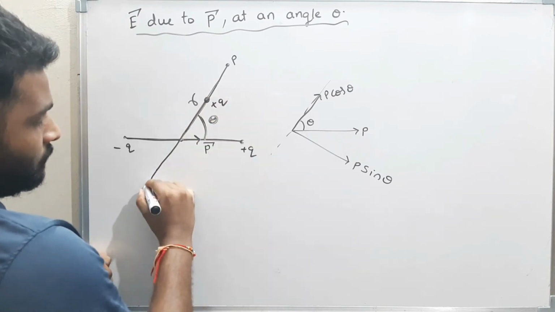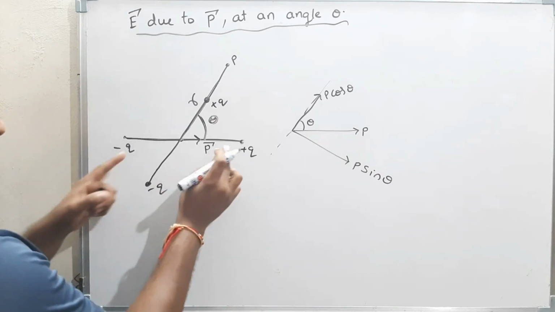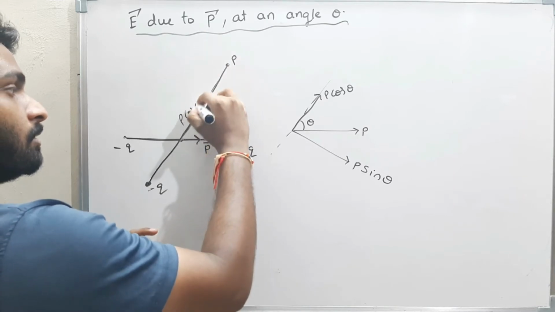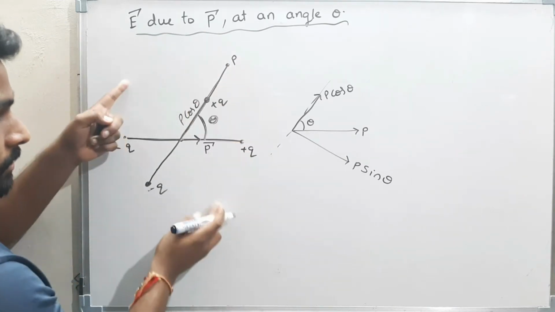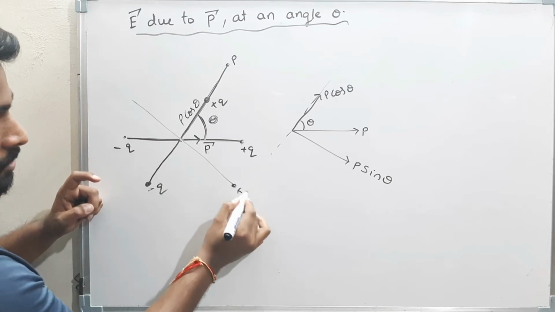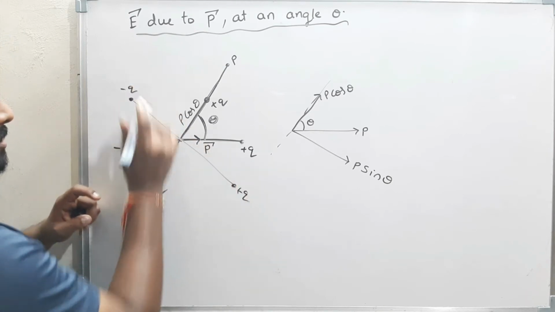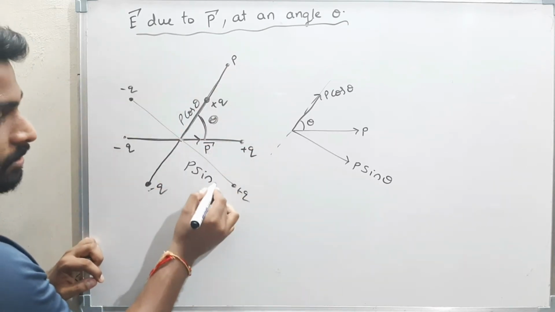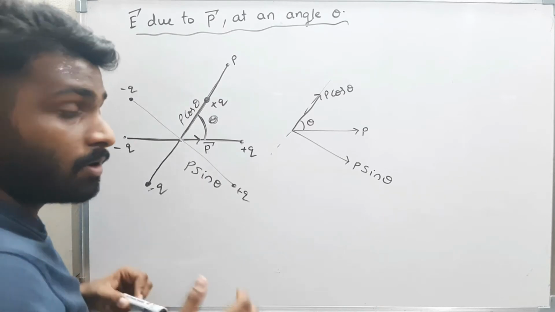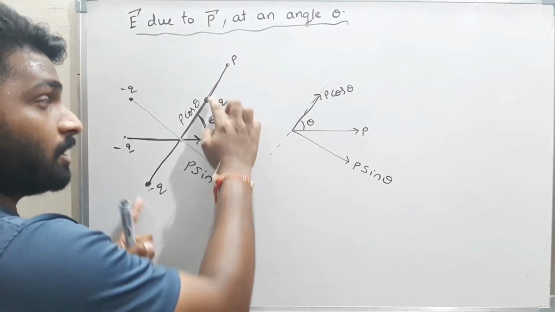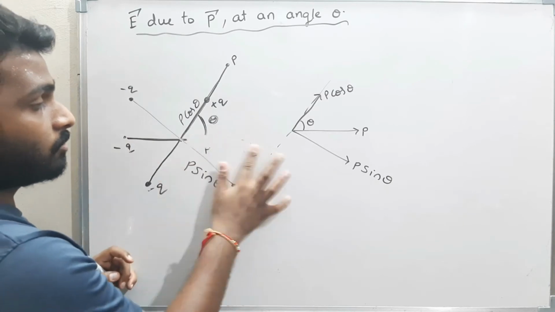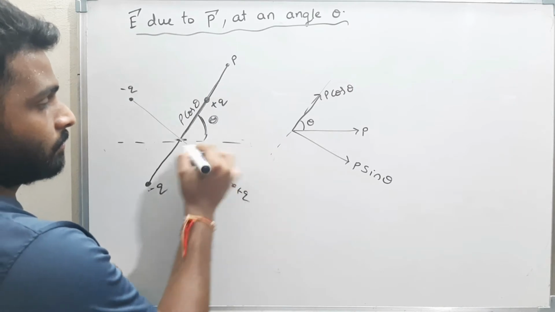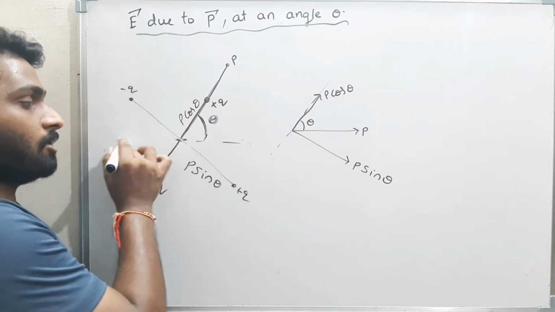Plus q, minus q. This is p and this will be p cos theta. And along the perpendicular, this is plus q and this is minus q, and this is p sin theta. That means this dipole p bar is resolved into two components, p cos theta and p sin theta. Now I can remove this. Okay, I think it is clear how I resolve it.